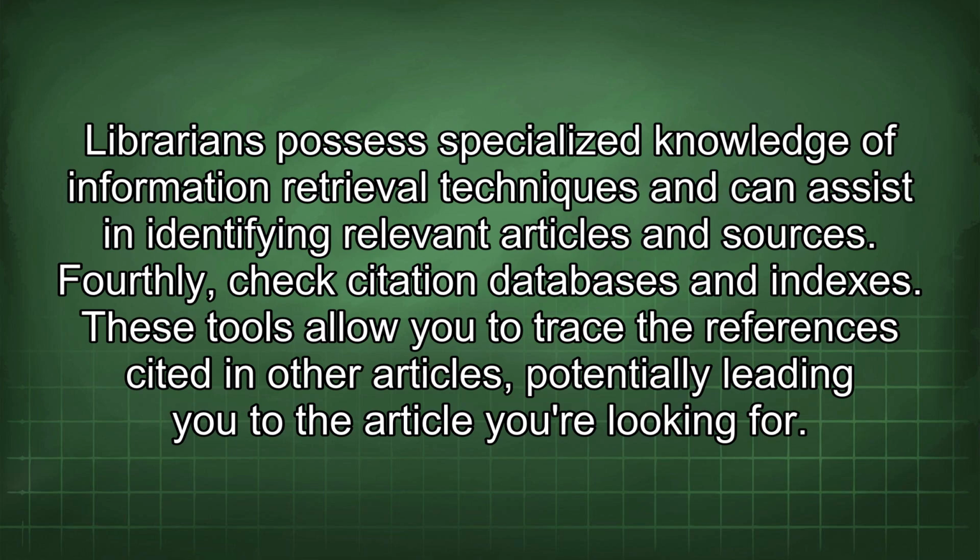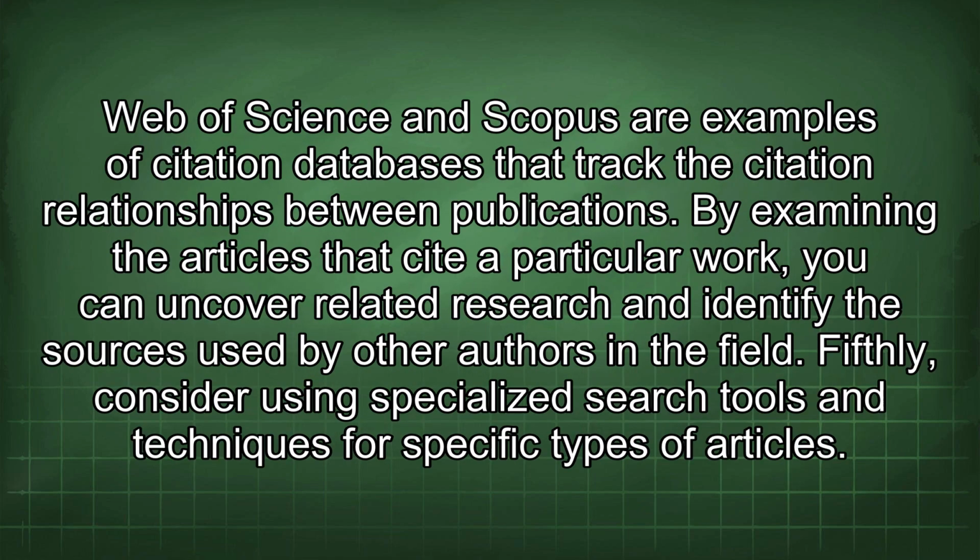Fourthly, check citation databases and indexes. These tools allow you to trace the references cited in other articles, potentially leading you to the article you're looking for. Web of Science and Scopus are examples of citation databases that track the citation relationships between publications. By examining the articles that cite a particular work, you can uncover related research and identify the sources used by other authors in the field.